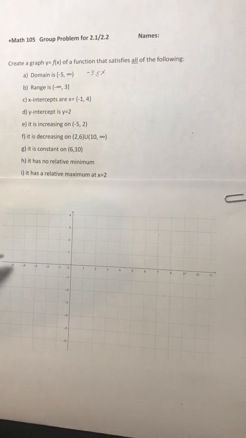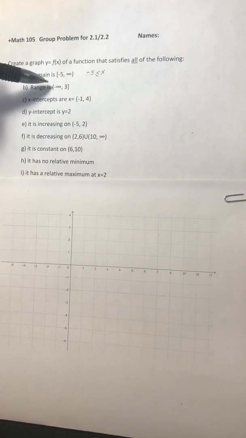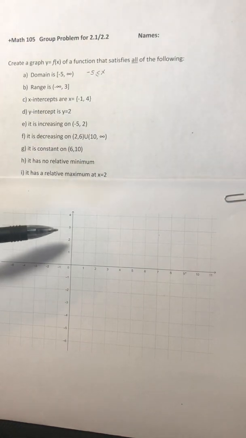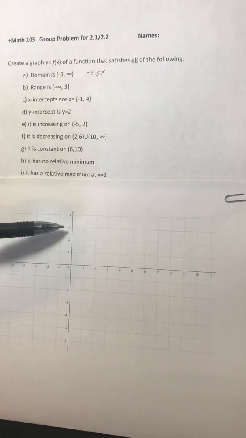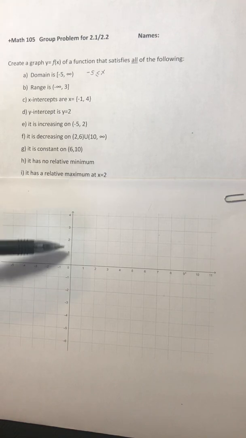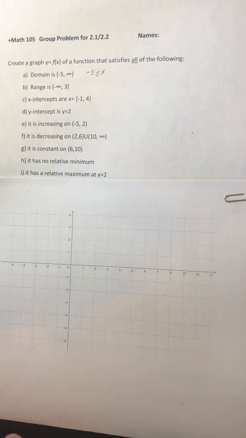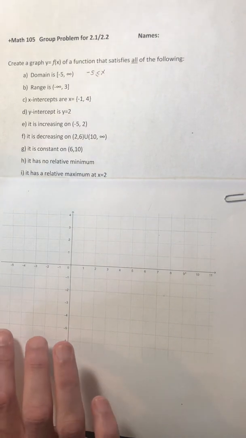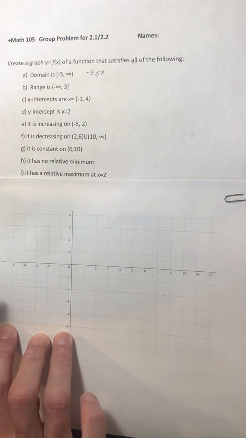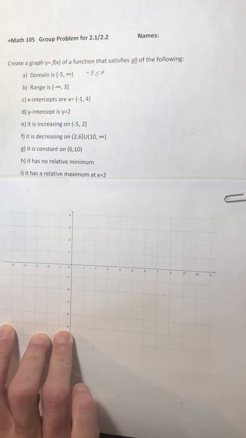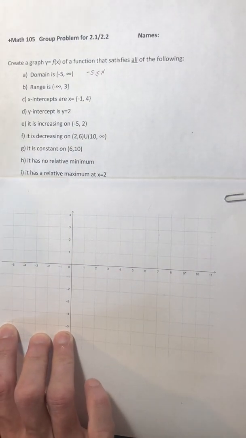So here's -5. So basically anything to the right, including -5 and to the right of -5, is a valid input. And then the range is from -infinity to 3, which basically says on the y side, including 3 and anything smaller than 3, I get somewhere as an output. You could do shading or something to represent that. I'm just going to keep that in mind.